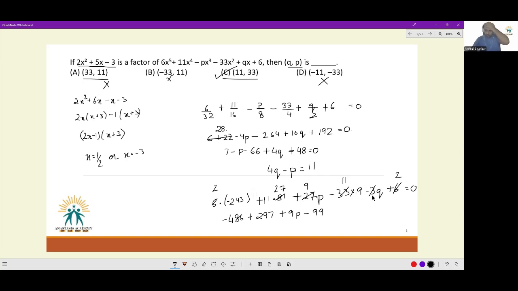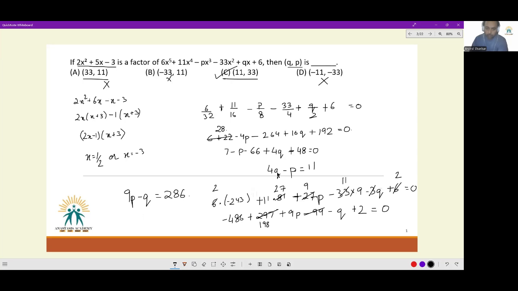Okay. And minus q plus 2 is equal to 0. This minus 99 and 297 will turn to 198, positive 198. 198 plus 2 is 200. So I will be left with 9p minus q will be equal to 286.